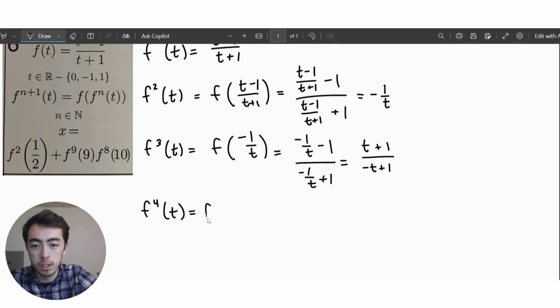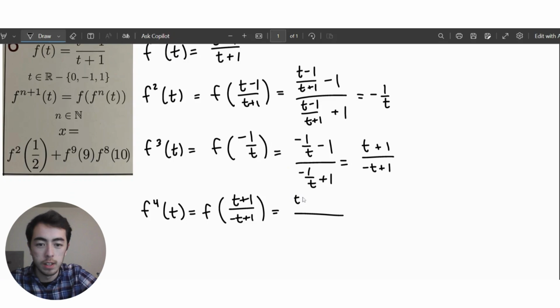So I still should do f of f3 of t, which is right here. t plus 1 over negative t plus 1. And then so back to fractions within fractions. Okay. t plus 1 over negative t plus 1 minus 1 on the top. Then t plus 1 over negative t plus 1 minus 1 on the bottom. Find a common denominator. So it's negative t plus 1 for both of these.